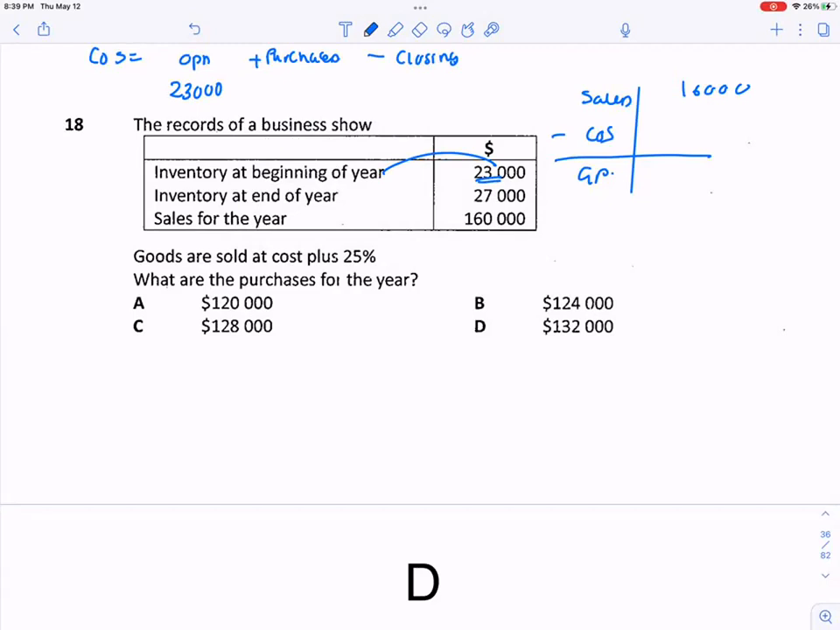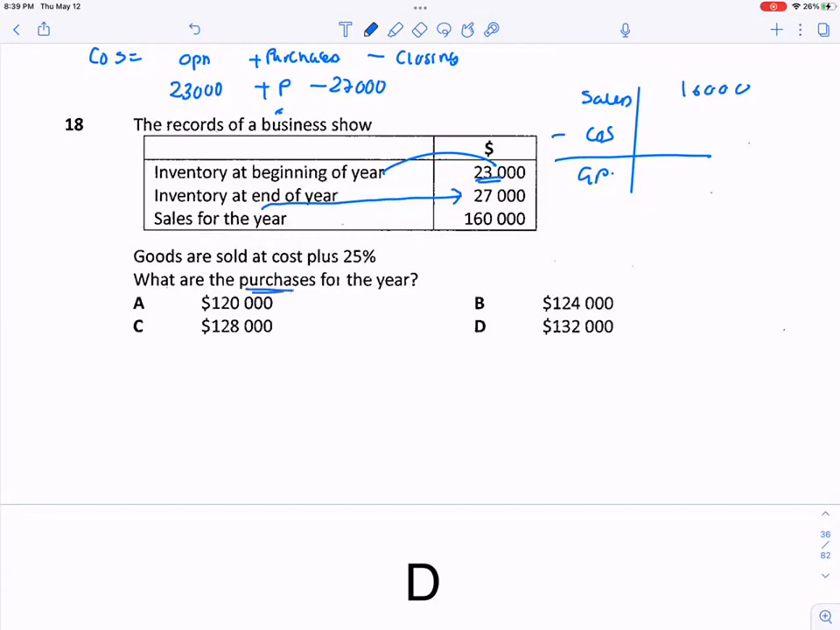23,000. You don't have purchases. What is closing inventory? 27,000. Only if I get purchases, I can get cost of sales. Or if I get cost of sales, I can get purchases. They want me to find purchases.